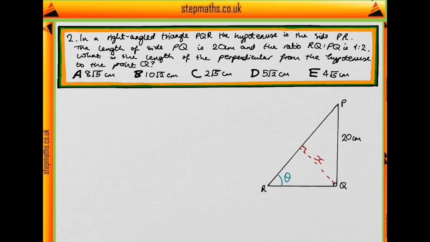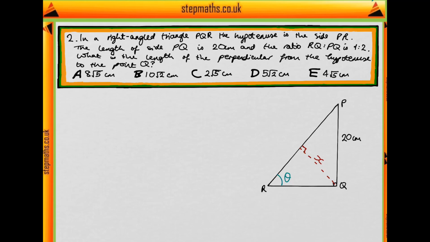This is question 2 of the Natural Sciences Admissions Assessment Specimen paper. In this question we have a right-angled triangle given here with this hypotenuse, and we know that the length of PQ is 20 centimetres, and we also have a ratio for the side lengths of RQ and PQ, which is 1 to 2. We want to know the length of the perpendicular from the hypotenuse to the point Q. I've labelled that as X.